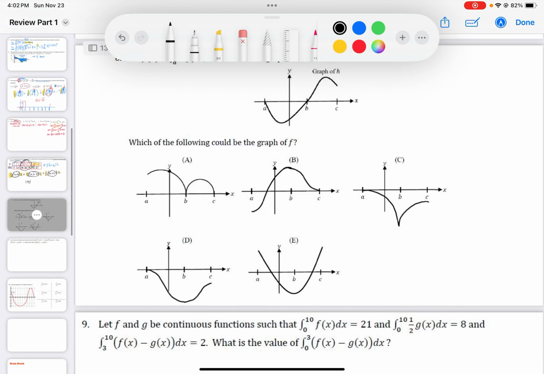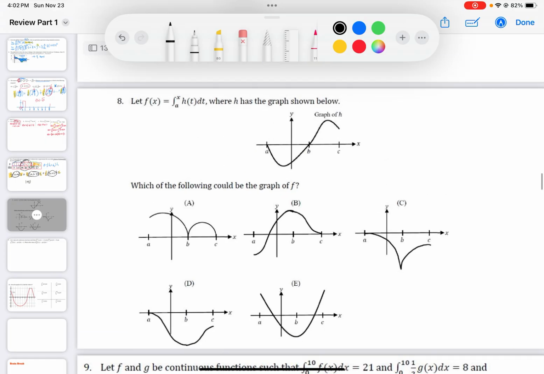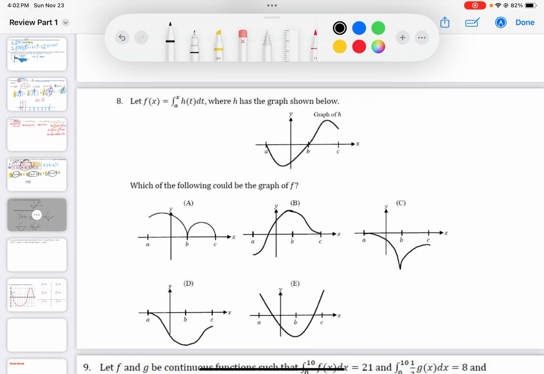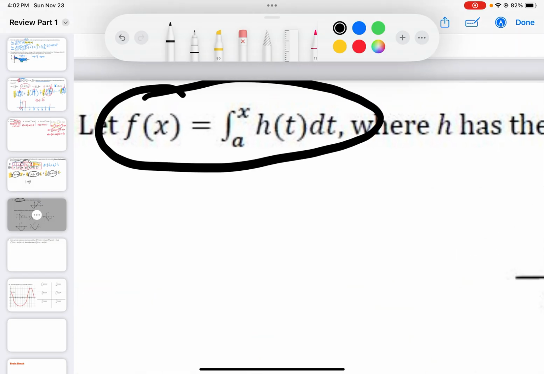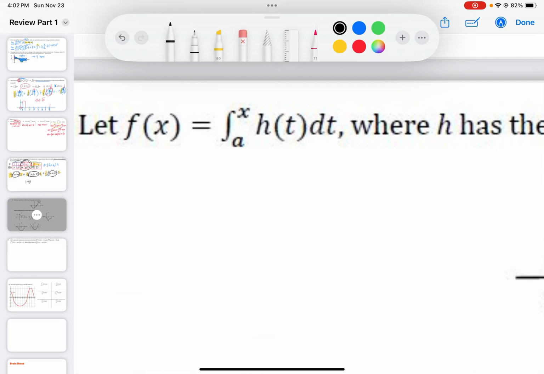All right, flip it over, next page. Function, so f of x is equal to the integral from a to x, h of t dt. As soon as we see this, a function that's defined to be an integral where the input is a limit of integration, the upper limit of integration, that's called an accumulation function.